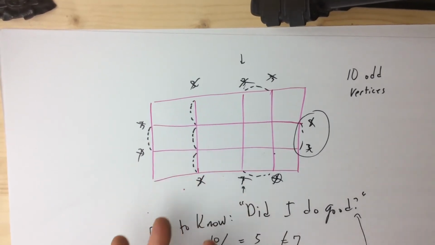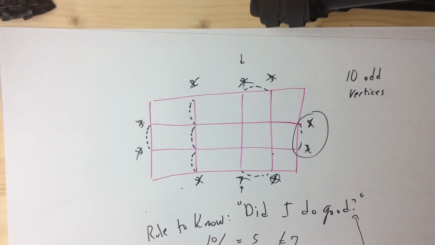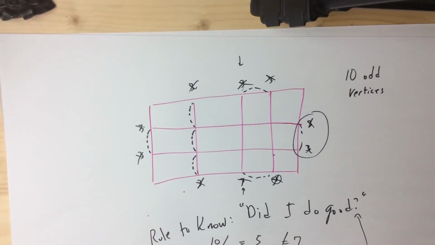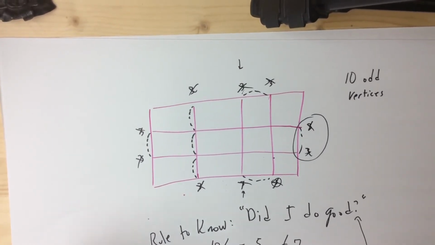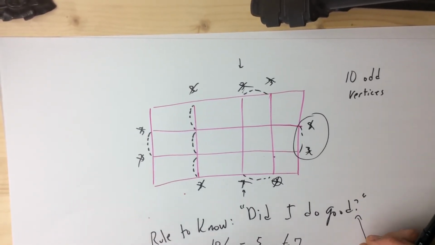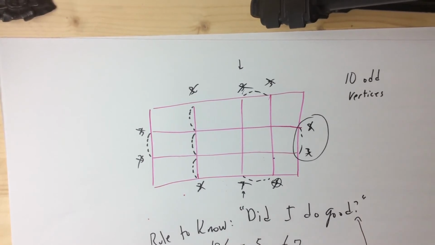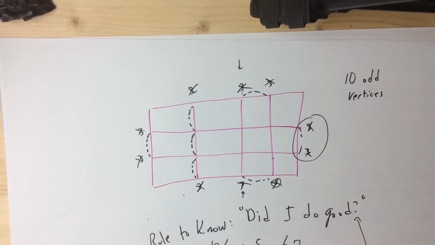Now, if somebody else does this problem and does it with fewer duplicate edges, then you know yours isn't perfect. But our rule simply answers the question, did I do it perfect? The answer is yes, or I don't know. It's not a no. It's a very strange mathematical difficulty.